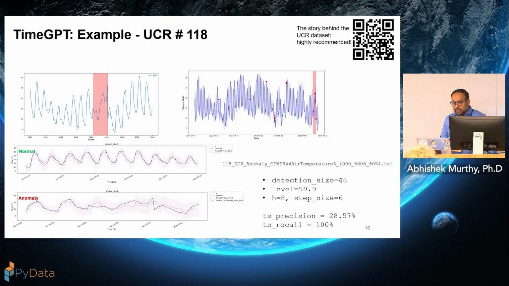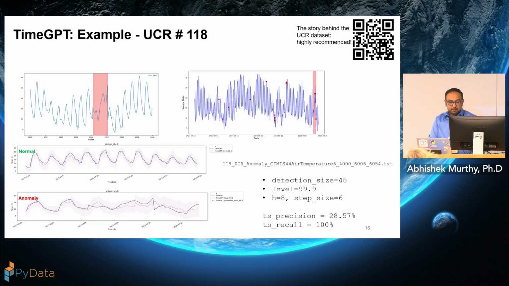Going on, let's quickly go through a few examples of how TimeGPT and MOMENT worked. We're going to look at the UCR data set for time series. It's a very interesting and important data set. There's a very interesting backstory from Professor Eamonn Keogh at UC Riverside. So look at the YouTube video link from that QR code for this backstory and why this data set is important for the time series community.